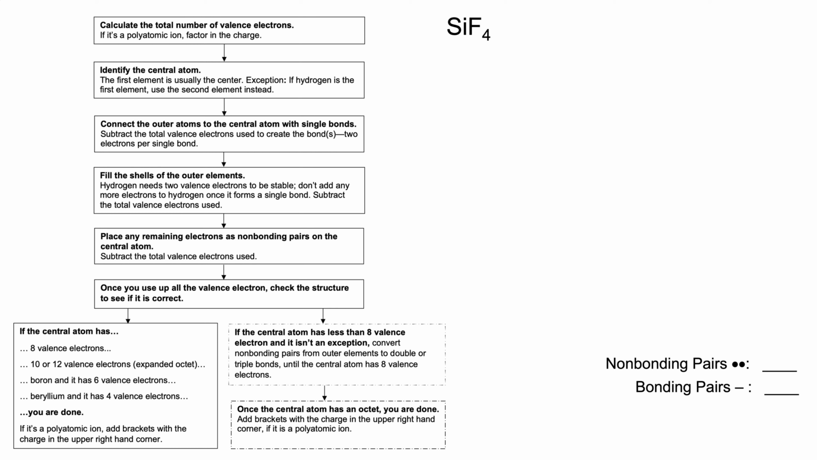My first step is to calculate the total number of valence electrons. So there's silicon and fluorine, there's 1 silicon, there's 4 fluorines.